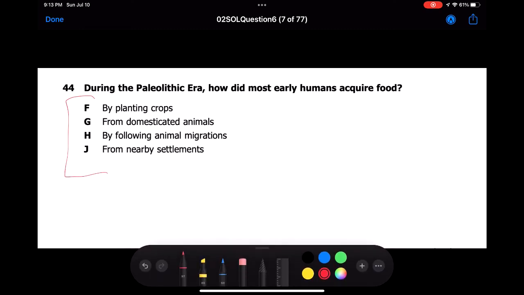Okay, last question. So we're going to take a look at our 4 choices. It says by planting crops, domesticating animals. We know that's Neolithic. By following animal migrations. Okay, that's Paleolithic. And from nearby settlements. Well, settlements are Neolithic. So it says during the Paleolithic era, so we just eliminated a couple. How did most early humans acquire food? Not by planting crops, not by domesticating animals, definitely by following animal migrations. So again, just knowing the basics, advanced, not advanced, that's really going to help you answer these questions.